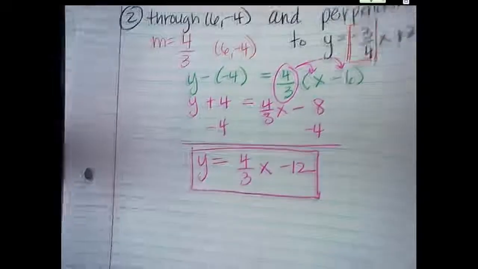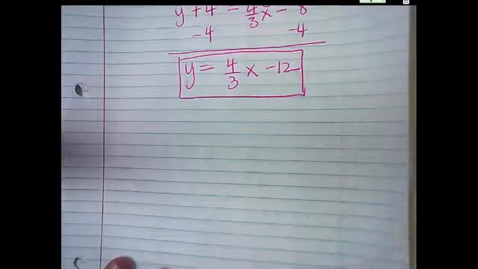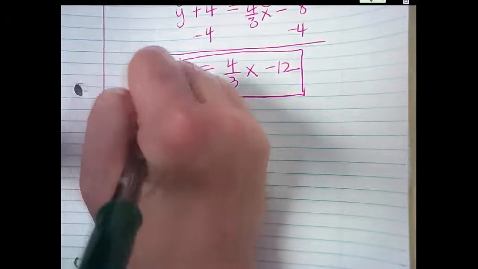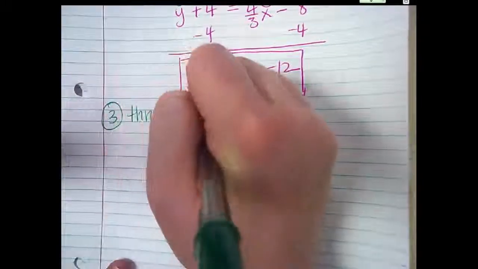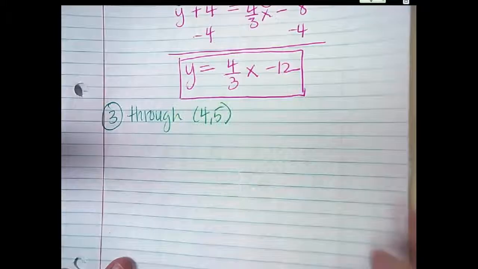Okay. Number 3. Remember I told you there were 6 examples, so we're almost done. And then you have 4 on your own. Okay, through the point 4, 5.